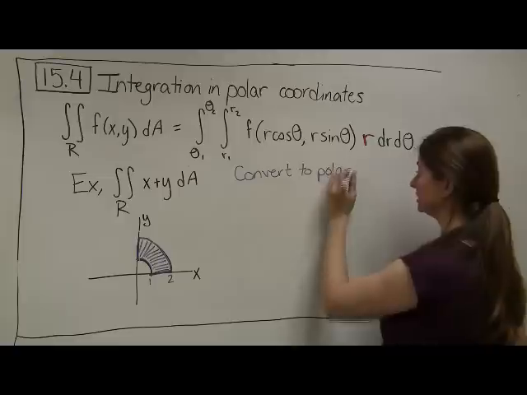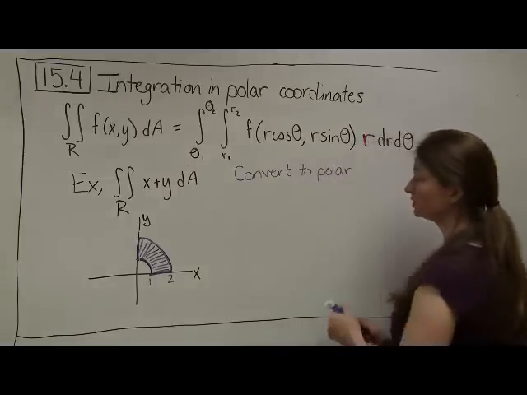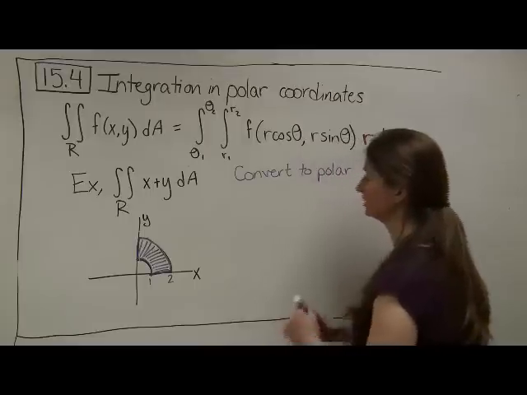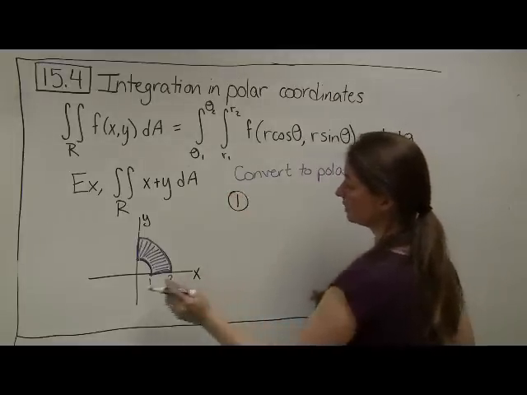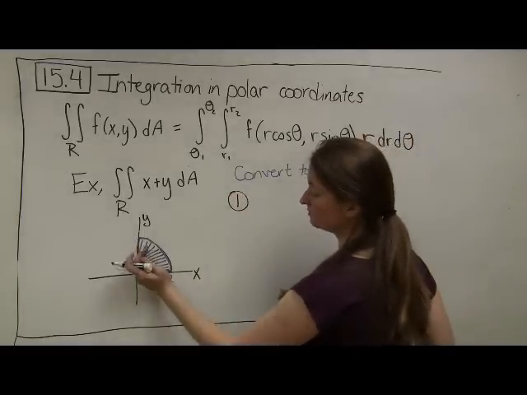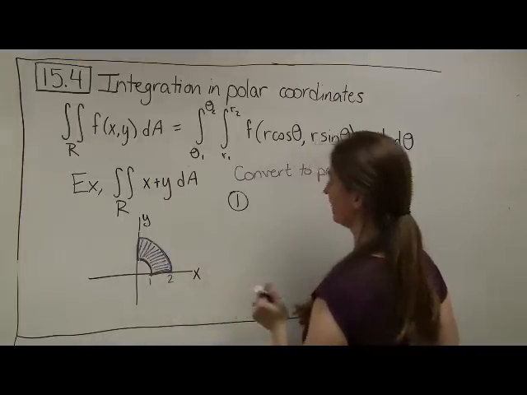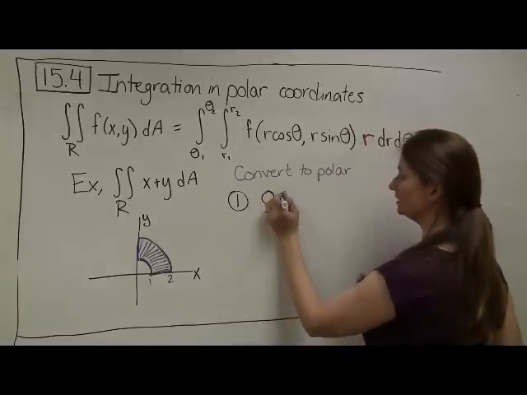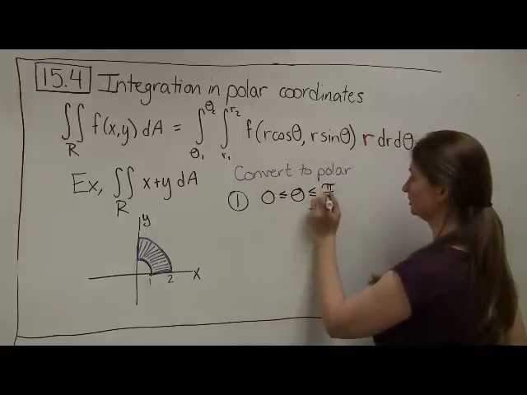Because in polar coordinates, it's much easier to come up with the bounds of integration. So first, I'm going to look at my bounds of integration, and I say, what is my theta doing? My theta is changing from theta equals 0 all the way up, tracing out the values until theta equals pi over 2. So 0 is less than or equal to theta is less than or equal to pi over 2.